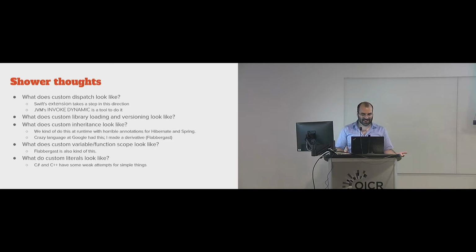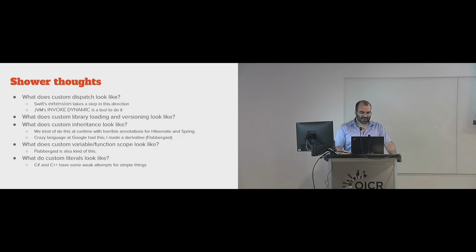What does custom inheritance look like? Right now in Java, how you inherit from one object to the next is based on rules built into the language. You can't say, I want a new way to inherit stuff. In the way that Java programmers never seem to be satisfied with what Java is and are always trying to make it something else, there are certainly a lot of Hibernate and Spring approaches to, well, if I just rewrite bytecode enough, I can change the way that inheritance works. Which is not a great idea.